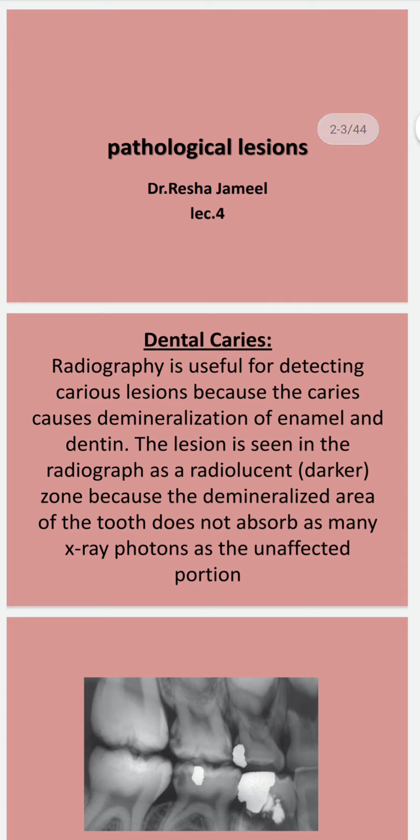Dental caries. Radiography is useful for detecting carious lesions because the caries causes demineralization of enamel and dentine. The lesion is seen in the radiograph as a radiolucent dark zone because the demineralized area of the tooth doesn't absorb as many X-ray photons as the unaffected portion.